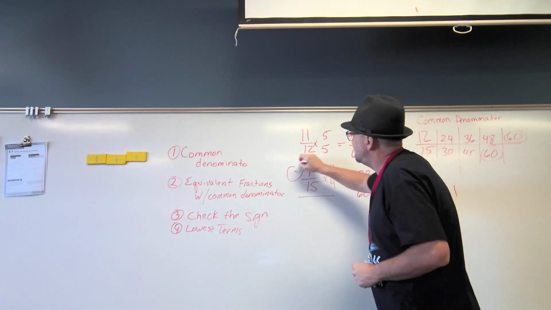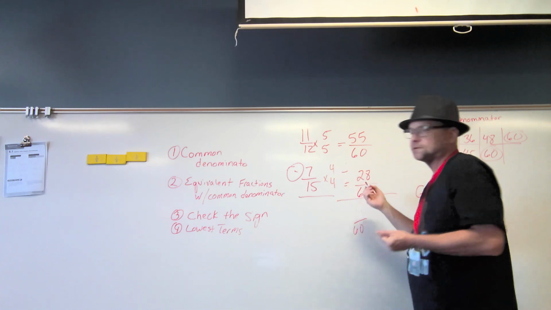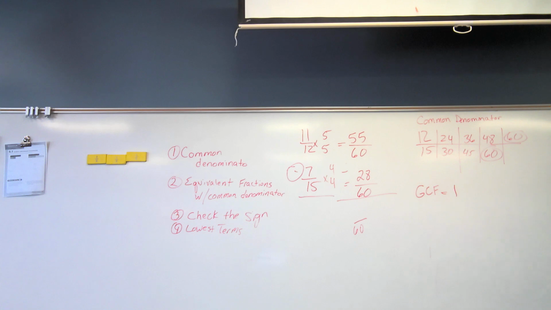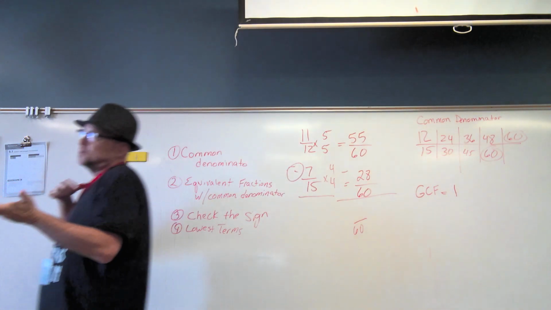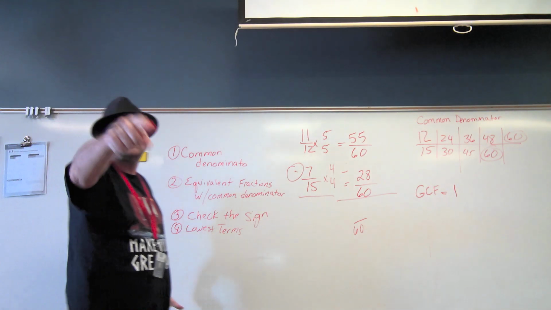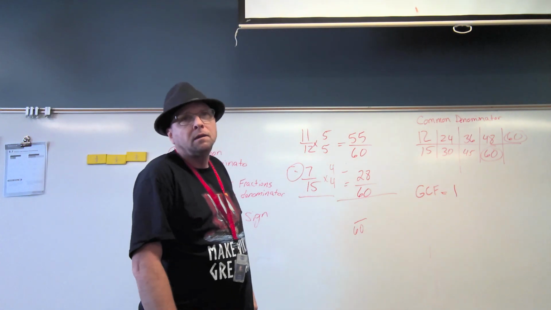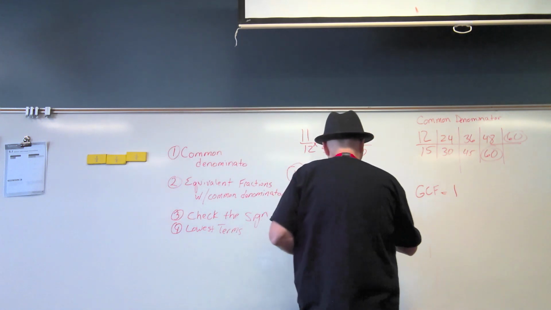Now I go back and I check my sign. My sign is subtraction. I know it's going to be over 60, but now I need to subtract 55 minus 28, and that equals 27. Madison? 27. Are you Madison? Yes. Maddie R. Good, 27. Thank you.